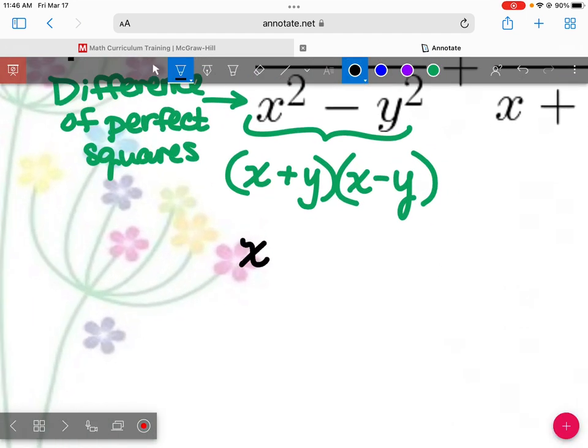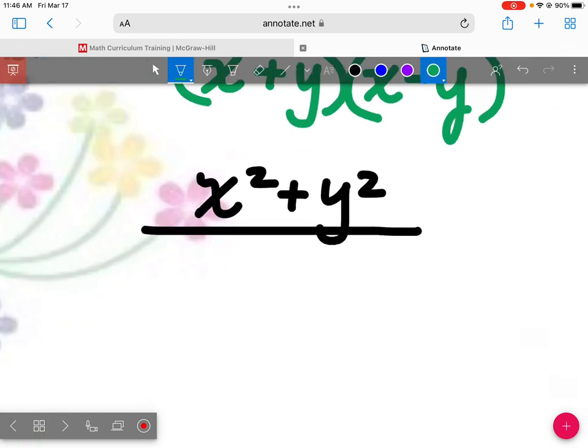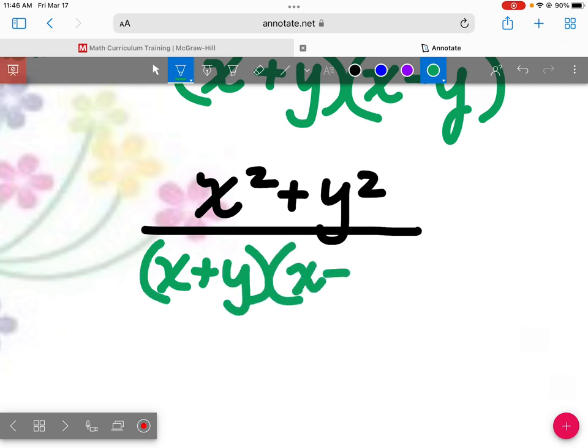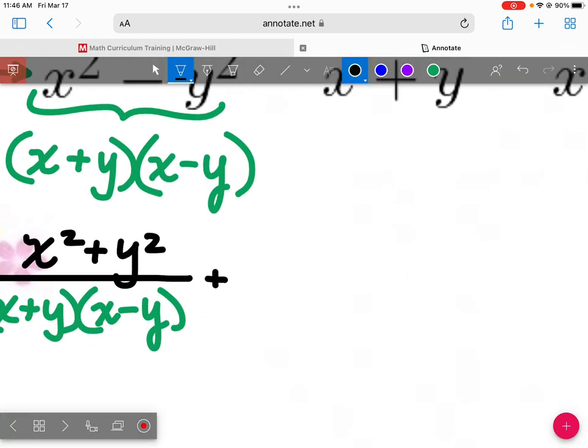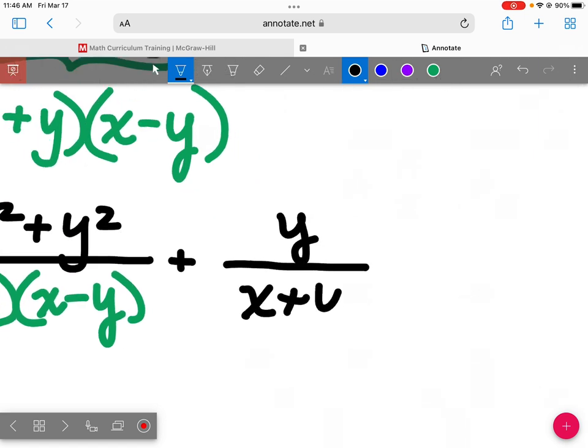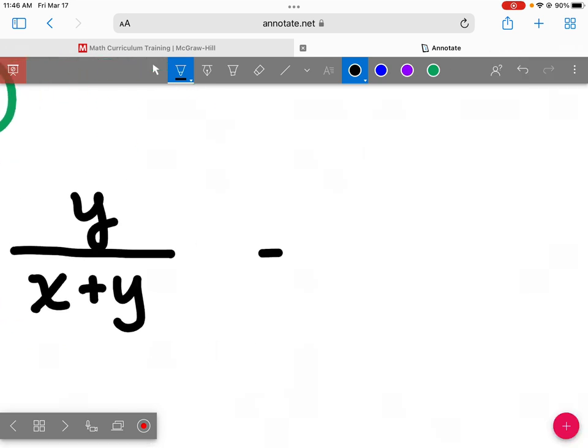All right, x squared plus y squared over my newfound factored denominator of x plus y times x minus y, plus y over x plus y, minus x over x minus y.